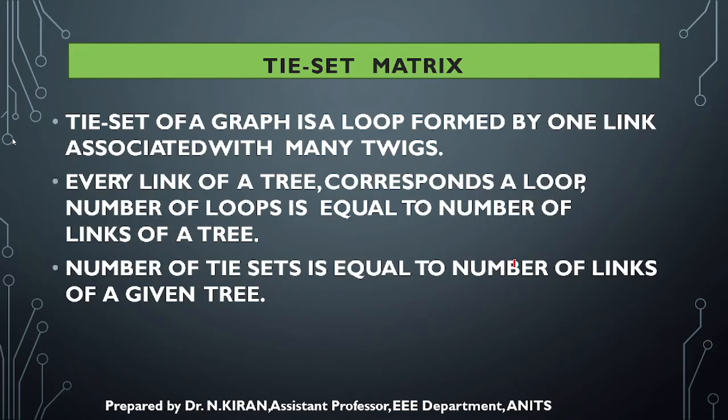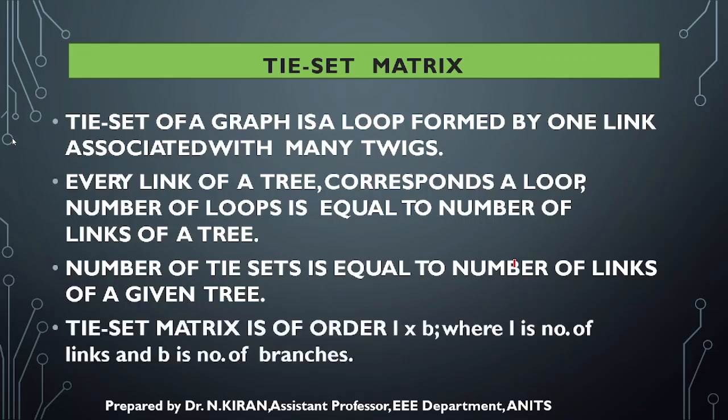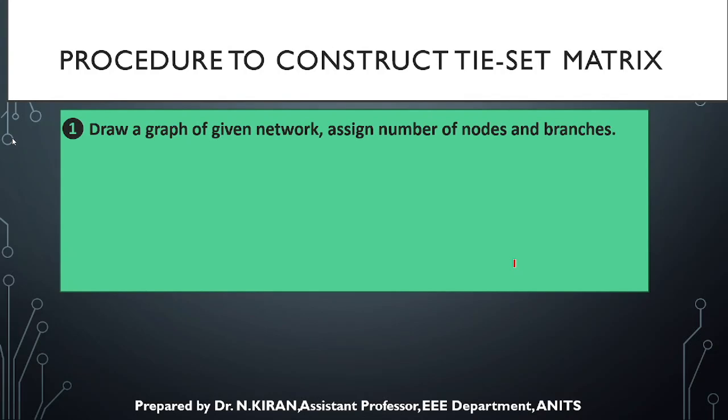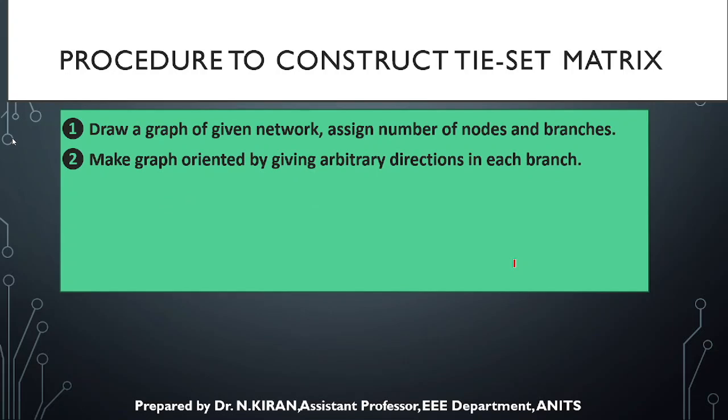So depending upon the number of links that are present for a given graph or a given tree, we can decide how many tie sets can be formed. So the order of the tie set matrix is L cross B, where L is the number of links and B is the number of branches. The procedure to construct the tie set matrix is, first we have to assign nodes and branches and then draw the graph for that particular network, and after that we have to make that graph an oriented graph by giving some arbitrary direction in each branch.